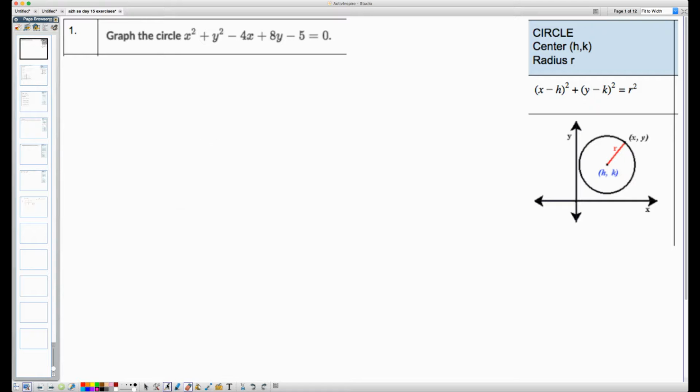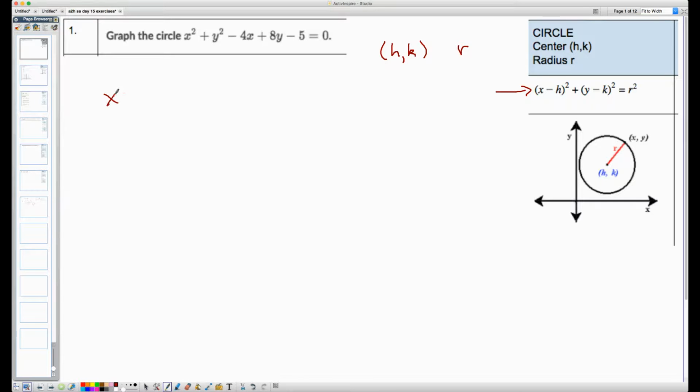Hi, it's Mr. V. I'm continuing our discussion of conics by working a few examples. This first one, we're to graph this circle. To graph this circle, I need to know the center, (h, k), and I need to know the radius. This is not in the standard form, so to do that, I need to complete the square.